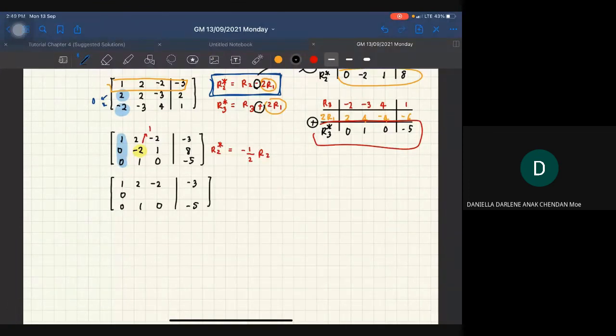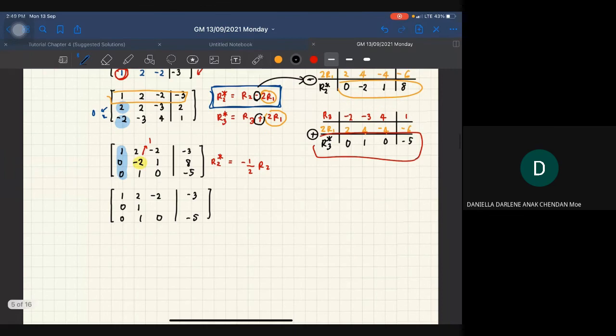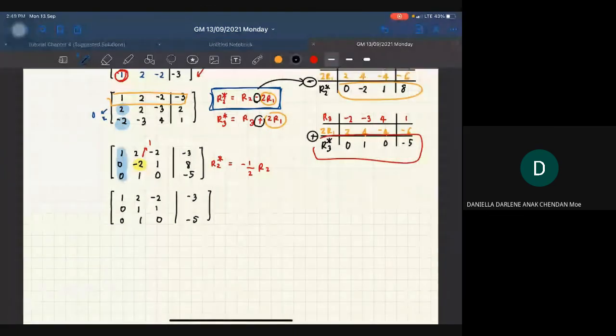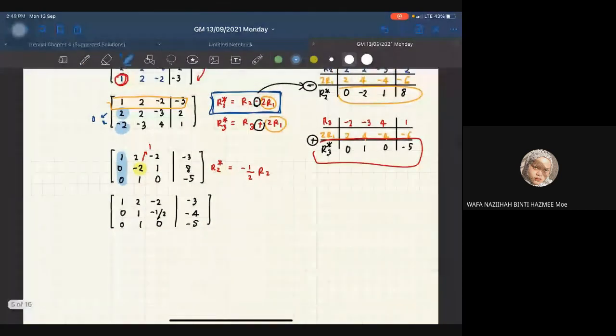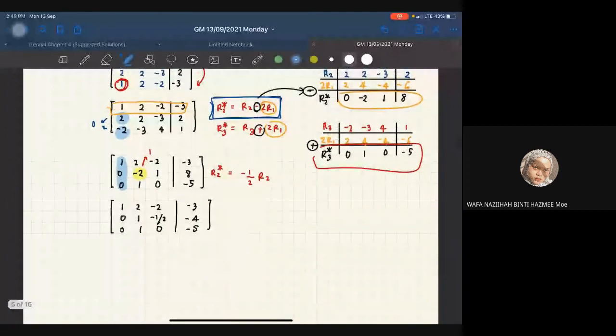Mau tanya apa? Okay. Saya mau tanya pasal double exchange row. Dia boleh exchange row saja ke? Maksud awak macam mana tu? Maksudnya row 3 tu exchange sama row 2. Oh, ni yang tadi ke? Oh, saya faham maksud awak.